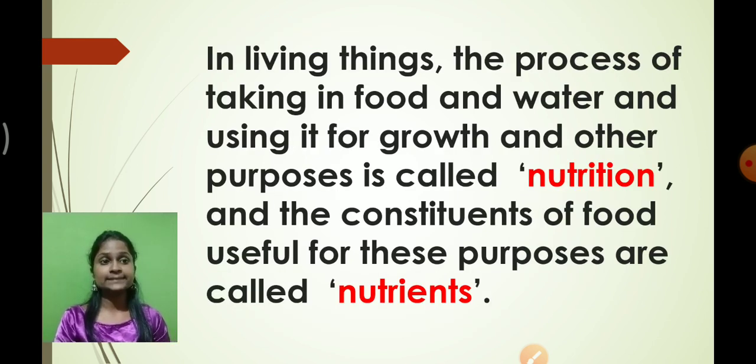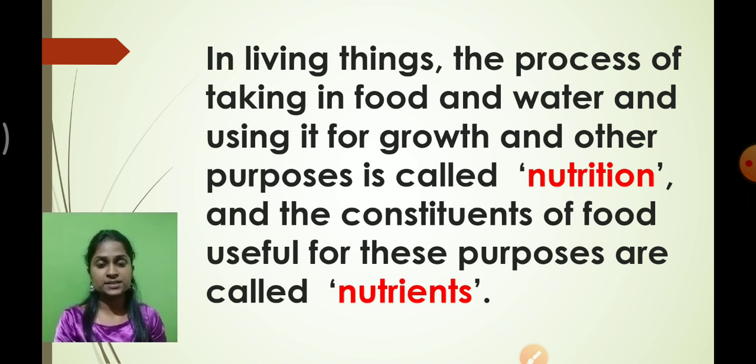And one more thing, guys, let me tell you: the constituents of food which are there inside the food material, we call them what? Nutrients. So what are the basic constituents? Carbohydrate, protein, fat, mineral, vitamin. We call them nutrients. Understood?